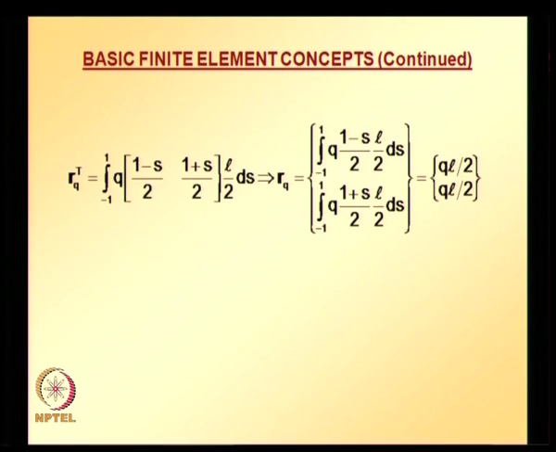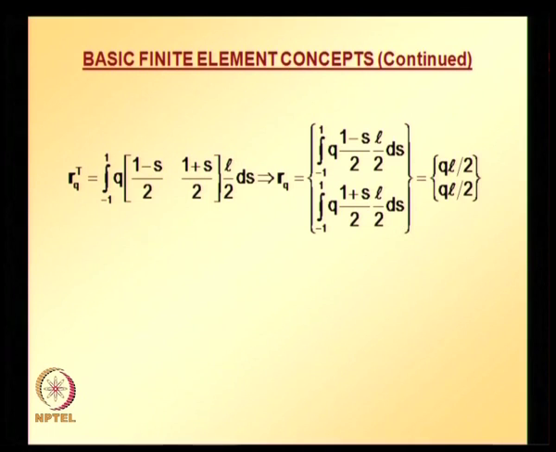The second term is defined as R Q. If you see the second term, it has N transpose d. d is taken out of the integral, d consists of u1 u2, and whatever is remaining is defined as R Q. And we can carry out the integration, and finally we will get qL over 2, qL over 2.